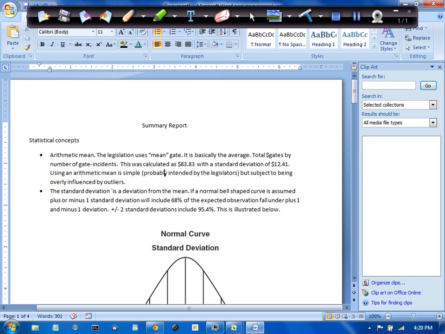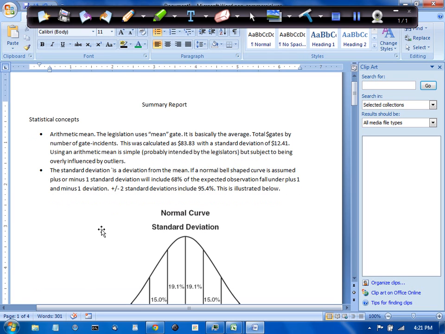Using an arithmetic mean, and that's what I believe is probably intended by the legislator, is a fine, easy way to do it, but subject to being overly influenced by statistical outliers. In other words, you could have one fare at one gate at $160, and that could push your mean out. So I wanted to look at our data and investigate it.